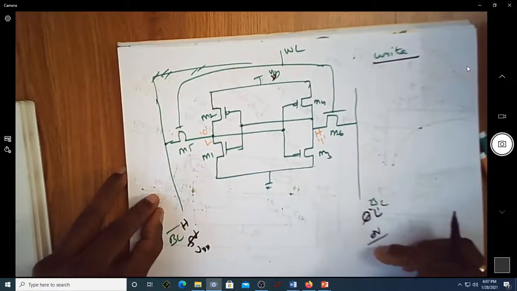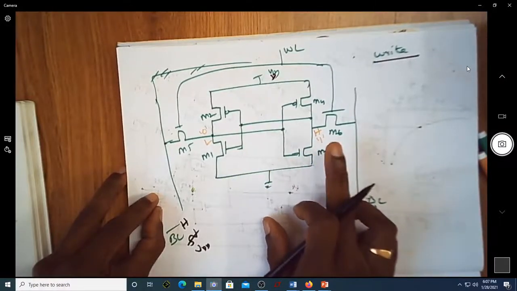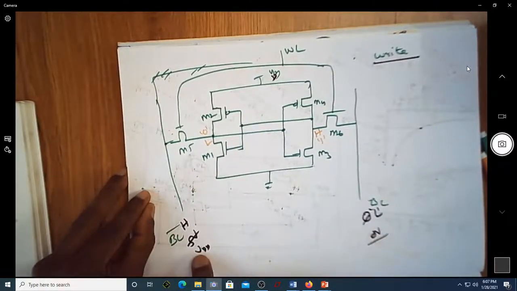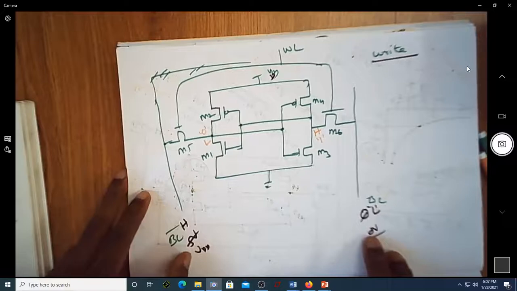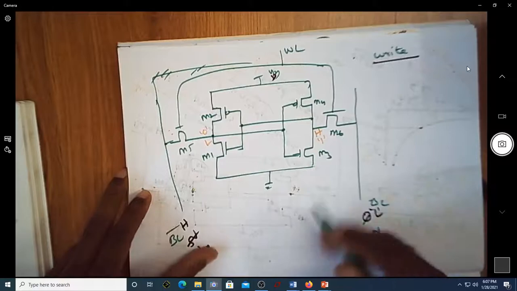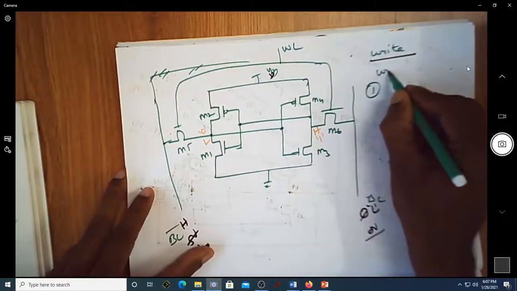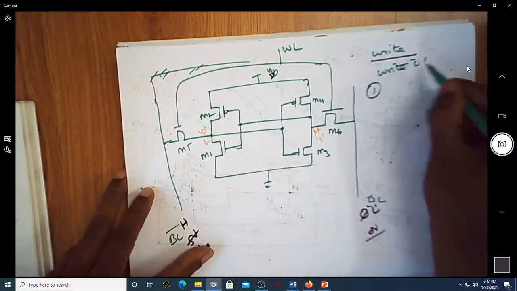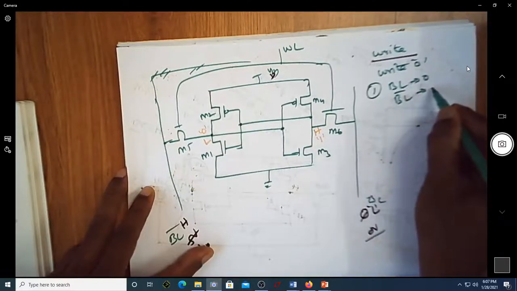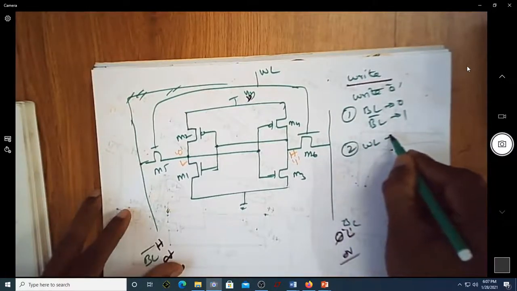Since I want to write a 0 onto my register, which was actually storing a logic 1 earlier, I am making bit line equal to 0, and bit line bar should be equal to the opposite of it. Now you can see it is 0 on this side because I want to write a 0 onto this. When conditions are perfect, the first thing is that if you want to write a 0, bit line should be made equal to 0, and then bit line bar should be made equal to 1. Then the second one is to make word line equal to 1.